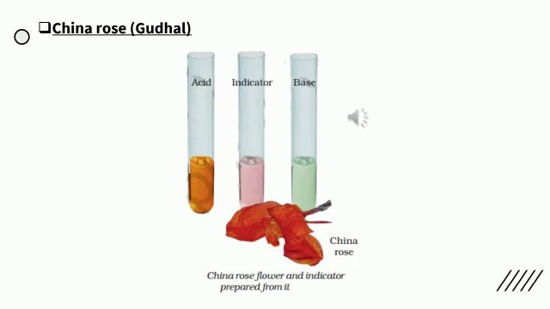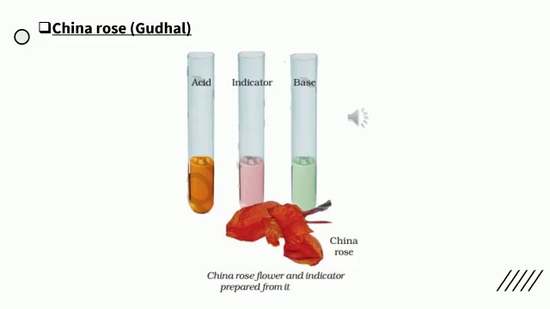And how we are using this indicator is we need to add 5 drops of indicator to each solution, which is given in the picture. Here they have taken 3 solutions, that is acid, indicator and base. Okay, so here in the middle test tube, it consists of indicator. Now we need to check what is the effect of the indicator on acid, base and neutral solution.